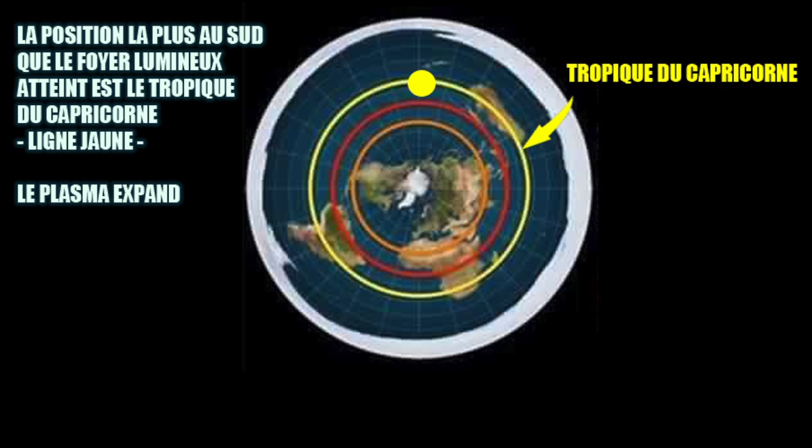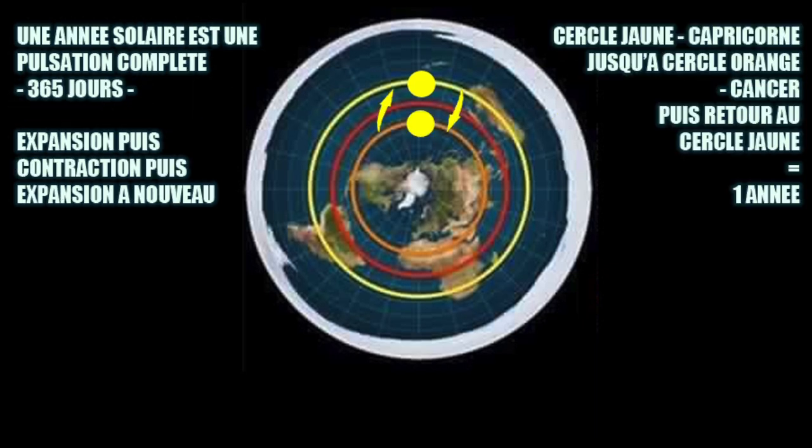The furthest the focal point travels south is the Tropic of Capricorn, the blue line, expansion of plasma. The furthest the focal point travels north is the Tropic of Cancer, the green line, contraction of plasma. A solar year is a complete pulse, 365 days, expansion to contraction back to expansion. Blue circle Capricorn to green circle Cancer and back to the blue circle Capricorn is 1 year.